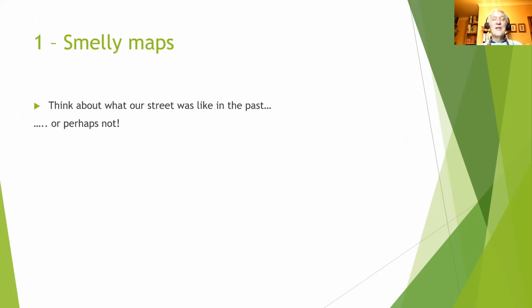My first technique, Liz kept hinting at this, I think you can do smelly maps. I think a smelly map would be wonderful. Think about what our street was like in the past. And then when you think about it, try not to think about it. And then go on to look at what our street's like now, what it smells like now.